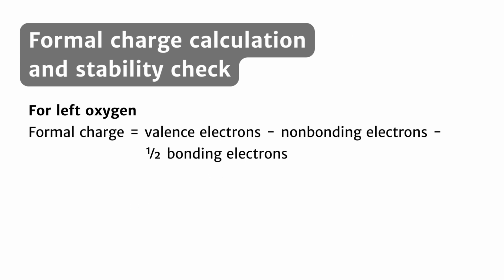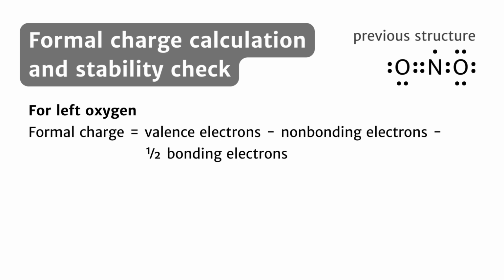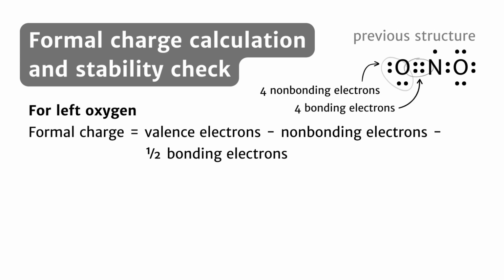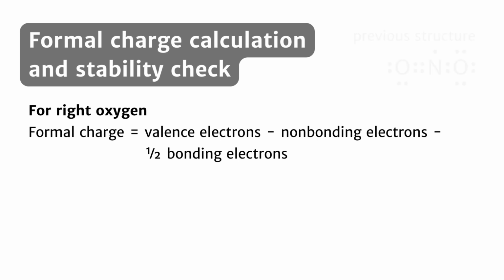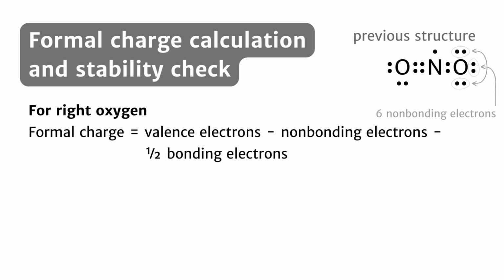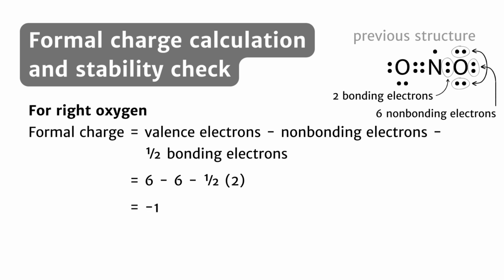For left oxygen atom, valence electrons equals 6, non-bonding electrons is 4, and bonding electrons is also 4. So, the formal charge will be equal to 6 minus 4 minus 1/2 times 4, which equals 0. For right oxygen atom, valence electrons equals 6, non-bonding electrons is also 6, and bonding electrons equals 2. So the formal charge will be equal to 6 minus 6 minus half multiplied by 2, which equals -1.